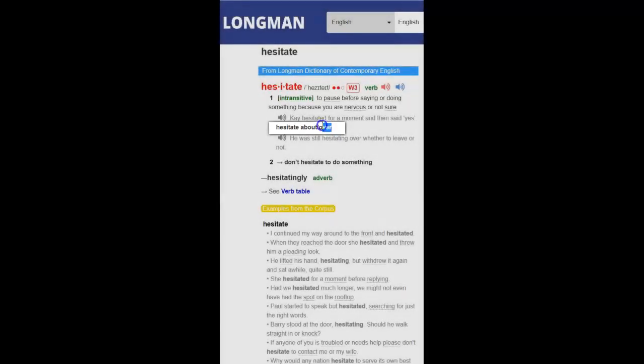You can see that because the words are given in bold. If you see something like that, that means it's a collocation, a frequently used combination of words. So hesitate about or hesitate over. And the example is: He was still hesitating over whether to leave or not. So examples are very handy because they give you an idea what tenses this word can be used in and how it relates to other words.